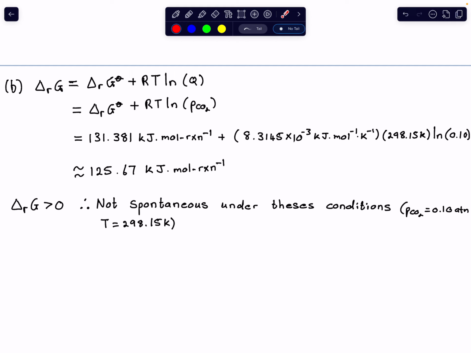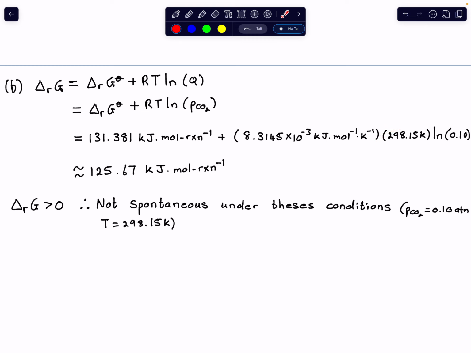But thinking about this a little bit more, what can we change to perhaps make it spontaneous? Well, the first thing is we can perhaps change this temperature, right? Because if you put ln 0.10, you will notice that this is a negative value. So the first thing that we can change is we can keep this partial pressure the same, but perhaps increase the temperature. See what value for temperature, just put in, for example, 1,000. What happens if you make this 1,000? Do you get a negative value here?